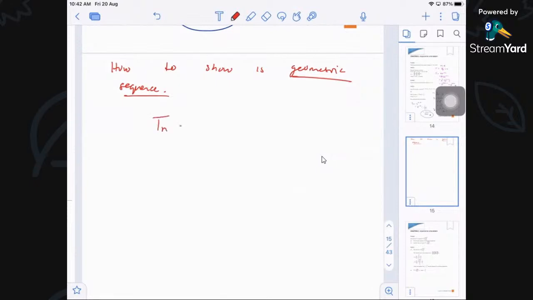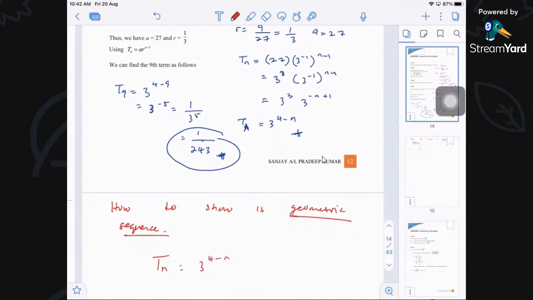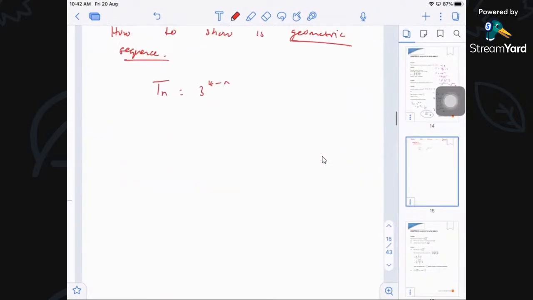Okay, let's see, if I give you 3 power of 4 minus n as Tn, I want to show that this is a geometric sequence. So how to show it? I use the formula r equals Tn over Tn minus 1. Tn there is 3 power of 4 minus n. Here is 3 power of 4 minus (n minus 1). Look, I put the bracket there. Without the bracket, of course, you will not be able to get the answer. So here you get 3 power of 4 minus n over 3 power of 4 minus n plus 1.